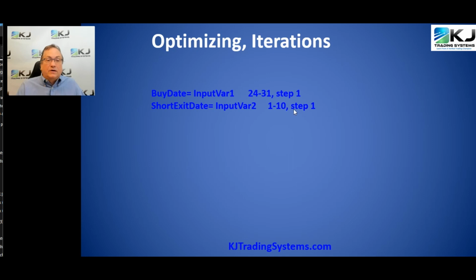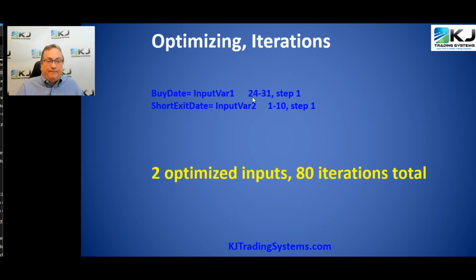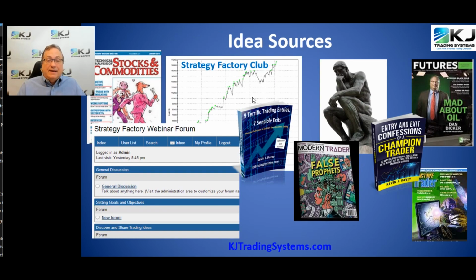At the very worst case, you're pretty much going to be flat from the 11th through the 23rd of every month, so almost half the month. And it might be longer depending how this works out. With this, there's two optimized inputs that I'm going to do, and I'm going to run through walk-forward testing, and 80 total iterations.